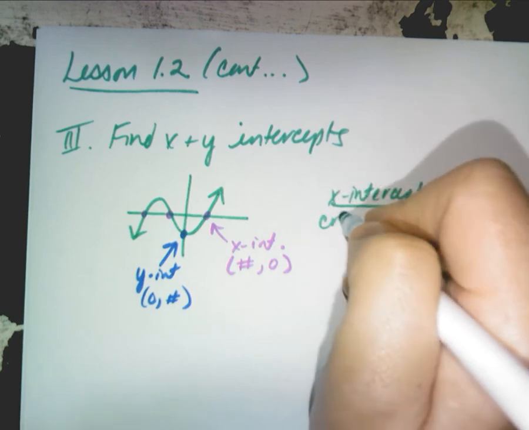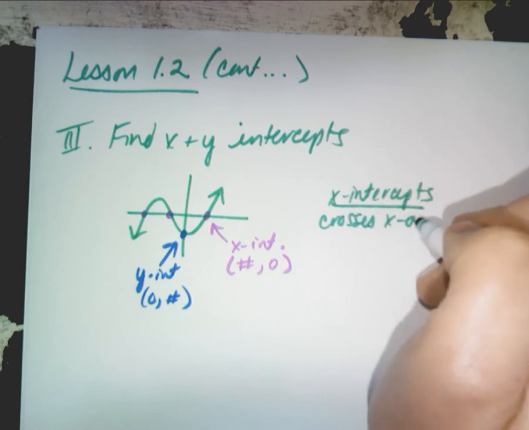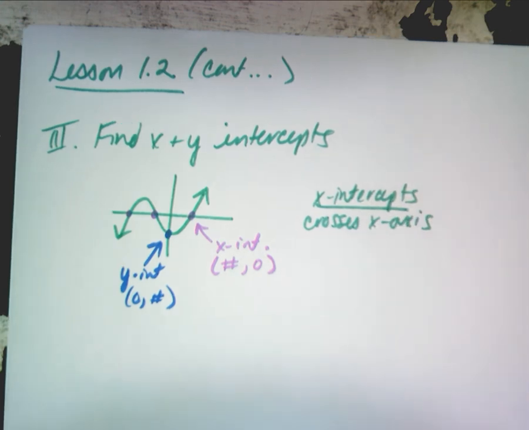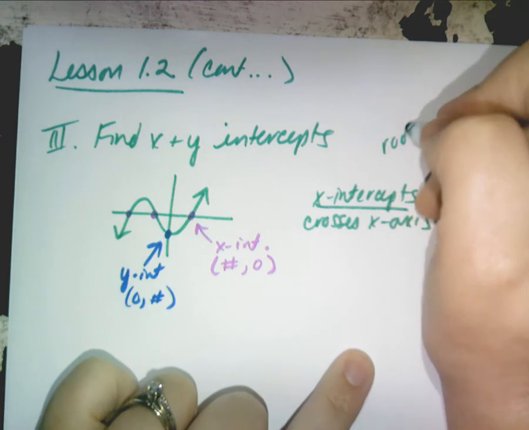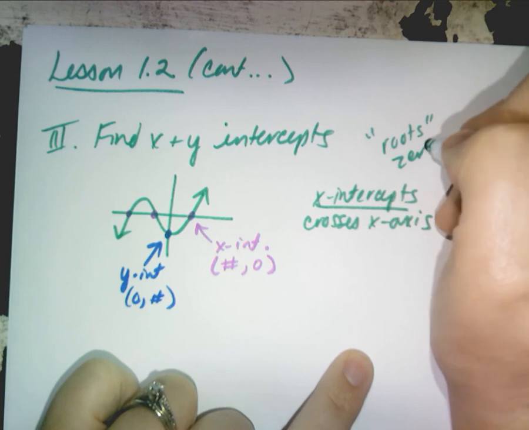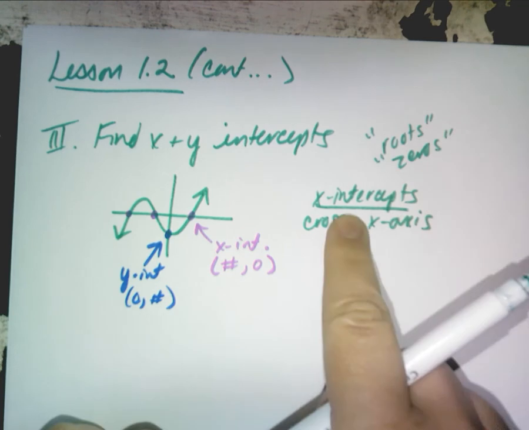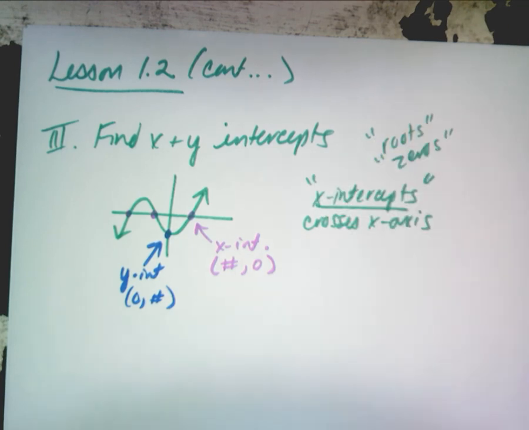it's where it crosses the x-axis. And I also want you to just keep this in the back of your head. This is very important. In mathematics, we use different phrases for the same thing. When you see the word roots or zeros, I also want you to think x-intercepts. Roots, zeros, x-intercepts, they're all the same. If I ask you on a question, how many roots does this have? I'm really asking you, how many x-intercepts does it have?